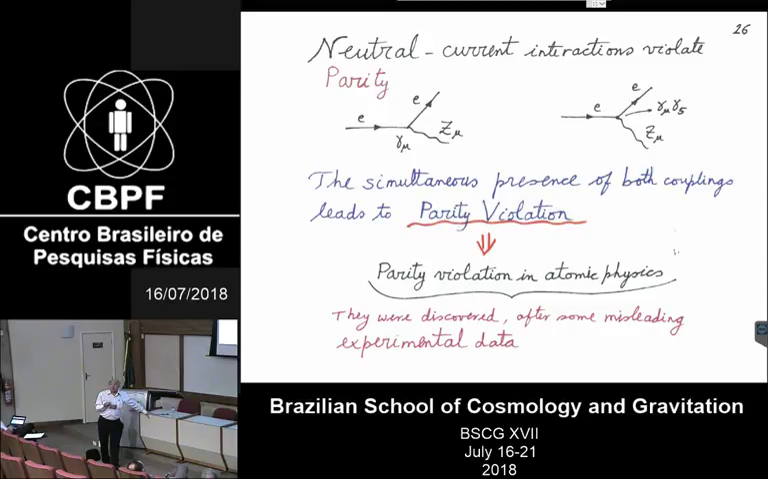There was actually a theory that was very nice, the left-right symmetric theories, where, again, you would have another Z. If you have two Z's, then parity is not violated. All you have to do is assign a parity difference for this one and this one. But this is the same particle in the Standard Model. Therefore, you cannot do that. Therefore, you have parity violation in atomic physics. It was discovered after some misleading experimental data, as I mentioned.